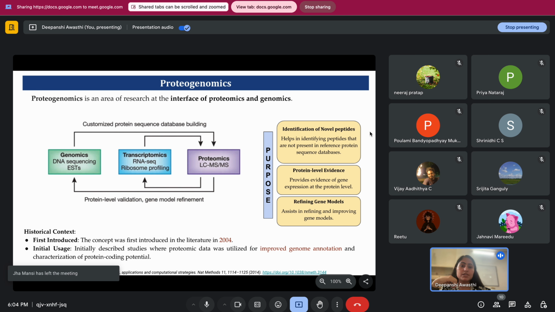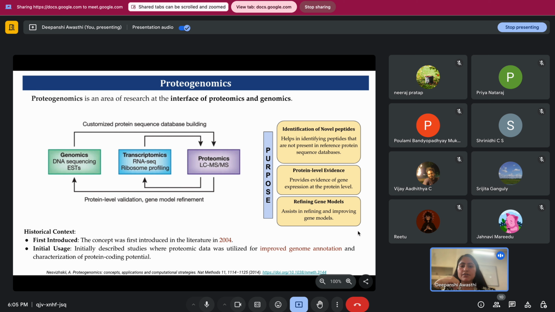So what help can proteogenomics provide? Now we have the transcript-wise information and we have performed its customization, so we have synthesized the protein sequence theoretically. Now those peptides could be mapped to theoretical protein sequences. In that way the identification of novel peptides can be done with the help of proteogenomics. Then the protein level evidence: we have the predicted protein sequence from the transcriptomics and genomics data, and it can be validated because we also have the proteomics information. So protein level evidence can be gained with the help of proteogenomics, and we can also refine the gene models.